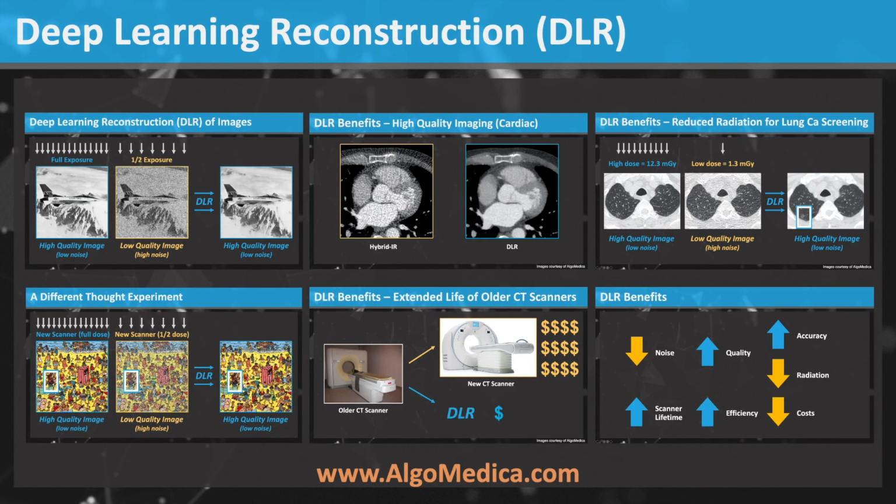I hope you enjoyed this brief review of deep learning CT image reconstruction. We used a few examples to understand how DLR could be used to reduce image noise. We covered several benefits of DLR, including improving image quality, extending the life of a CT scanner, and reducing radiation dose. We also discussed how DLR could potentially improve diagnostic accuracy and productivity, both by providing high-quality images that otherwise would not be available.